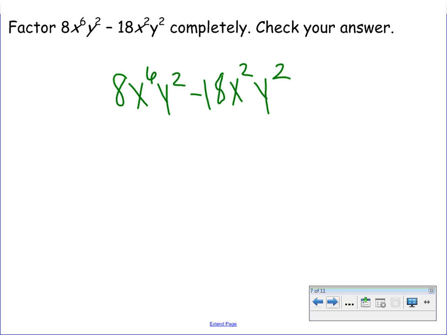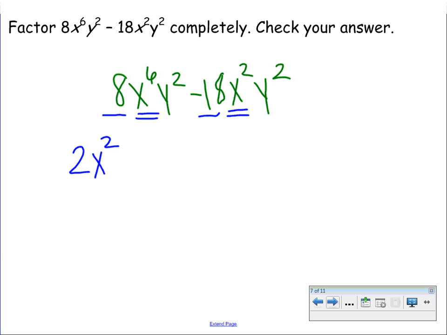Greatest common factor. So let's look at the 8 and the 18. What do those have in common? Well, again, those have a 2 in common. So I'm going to factor out a 2. But now I have some variables here that I need to look at. I have an x and a y. I want to see, do both of my terms here have any of those in common? Okay, well, this one has an x to the 6th, and this one has x squared. So they both have at least 2 x's. So I'm going to take both of those out.